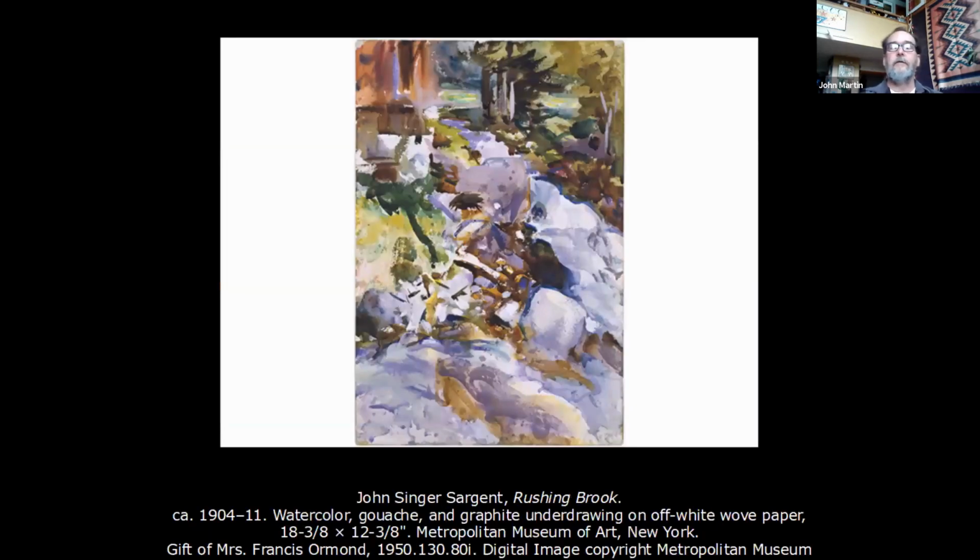This is John Singer Sargent's Rushing Brook, and Sargent has combined the flat effects of gouache with the transparent effects of watercolor. The beautiful rushing brook, the trees around it, we get a sense of the sunlight. Watercolor allows the whiteness of the paper to come through. We see some chalky areas that are more opaque, and that is the gouache over the watercolor.